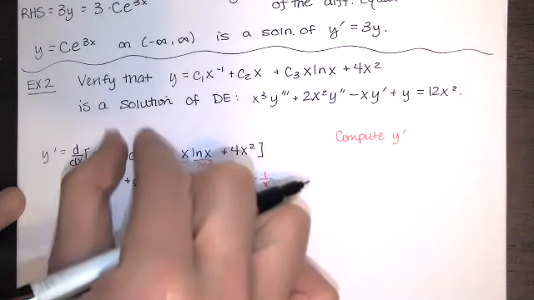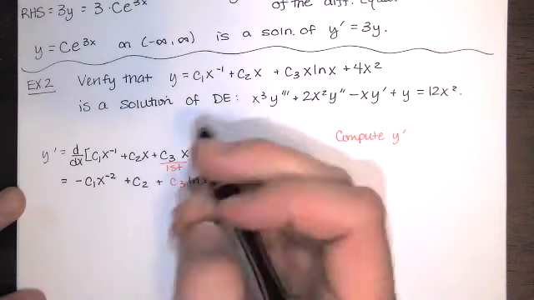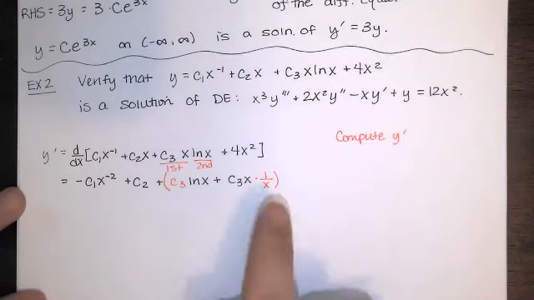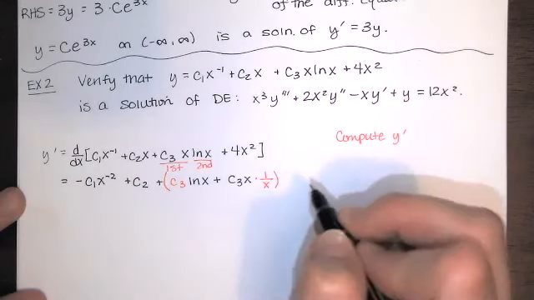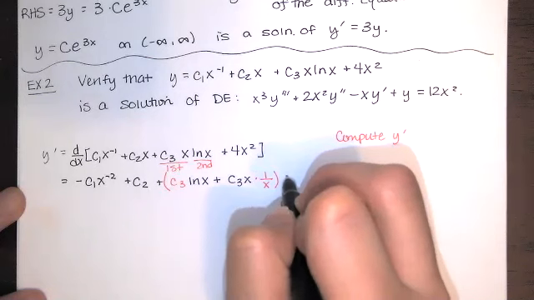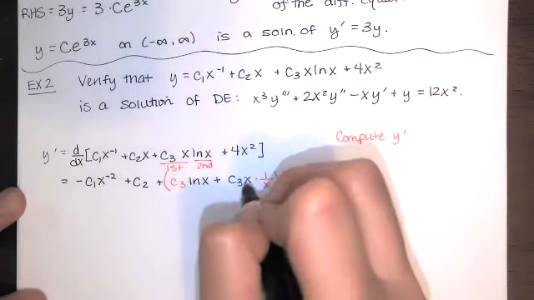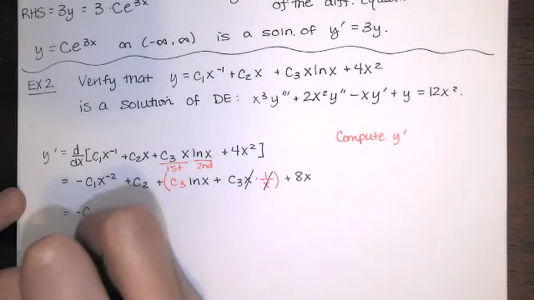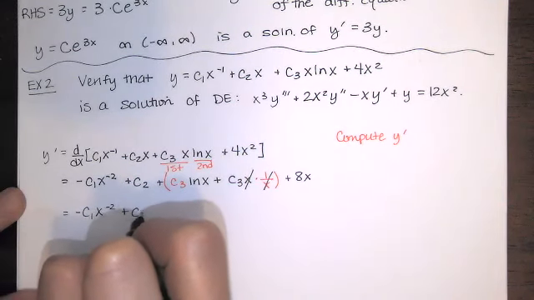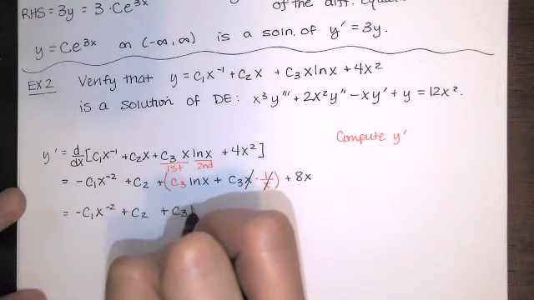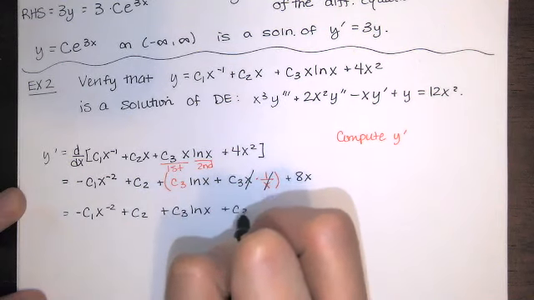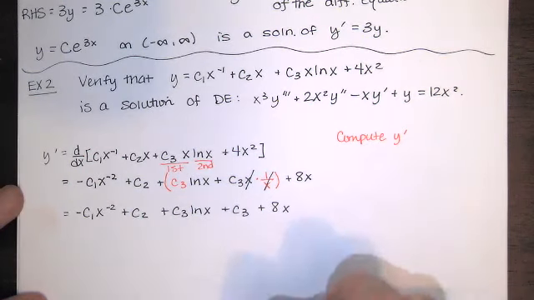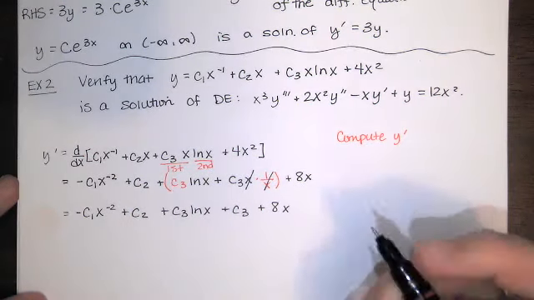So that's the derivative of the first term, derivative of the second term, and the derivative of the third term is those two. Drop the parentheses because we're just adding. And then the derivative of 4x squared is, of course, 8x. And of course, that x and that 1 over x reduce, and we end up with this. Okay, so we're going to need that for our y prime. We also need y double prime.